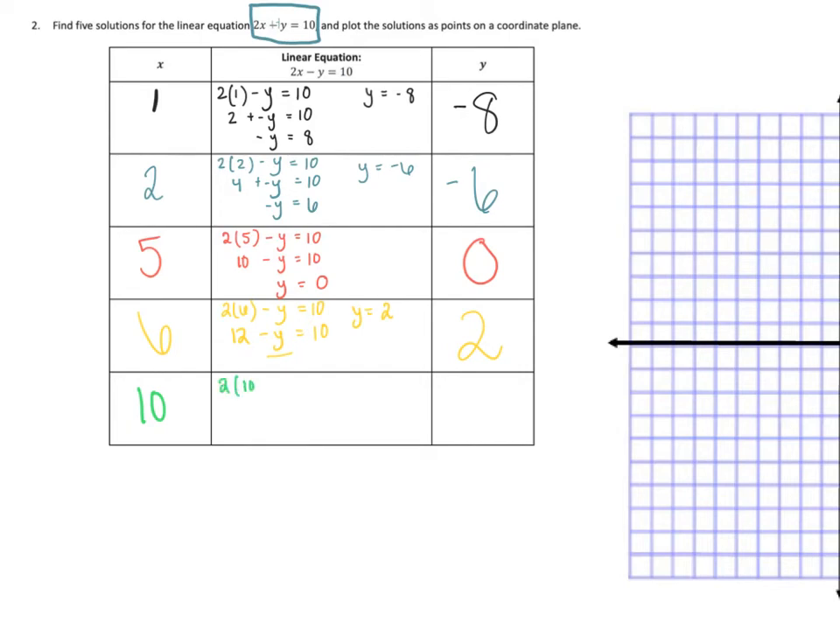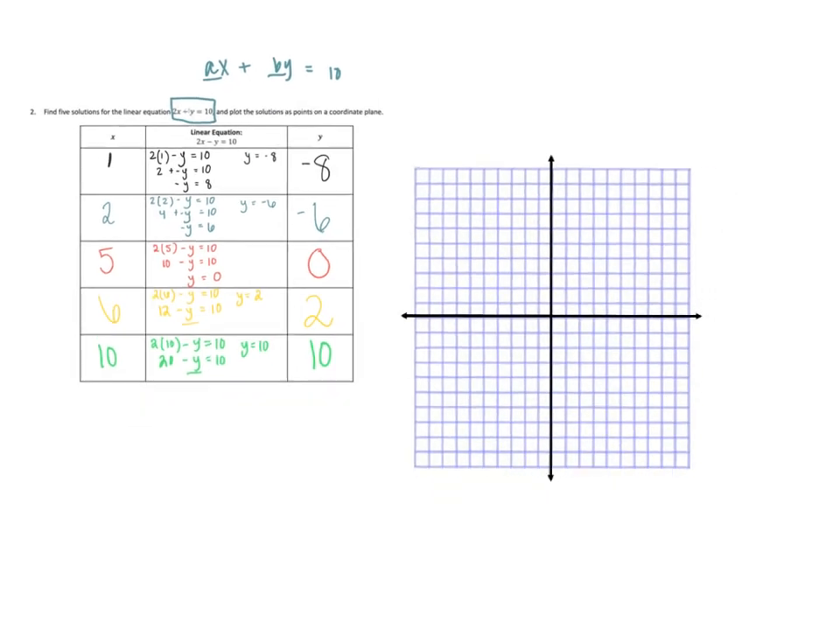2 times 10 minus y equals 10. Well, 2 times 10 is 20. So 20 minus something equals 10. What would that something be? 20 minus 10 equals 10. So I have my ordered pairs here, right?